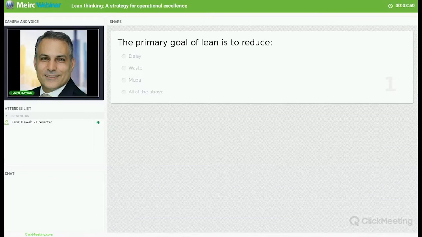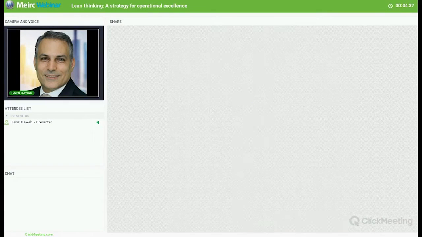So I see everyone is picking all of the above, which is great. Okay, so Lean is about what? It is about reducing something that we are concerned with, something that we would like to do faster, better. So the primary goal of Lean is to reduce delay, waste, MODA, which is a Japanese word, or all of the above. All right, let me see what our voting looks like here, and let me end the voting and share the results with you.